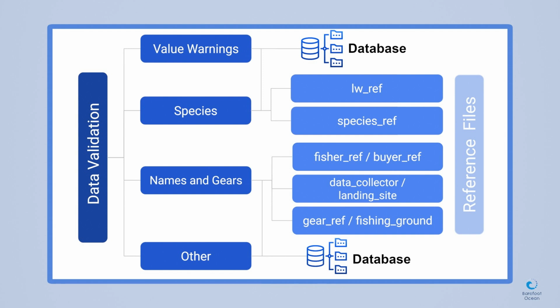Validated data will be updated in the database, and when appropriate, reference files will be updated with new names, gears, and species. Data that has not been validated will not appear in the dashboard visualizations or statistics, but will be available in the data download. If at any time you encounter any errors, have questions, or need support for completing the data validation, please leave a comment or contact the data system team.